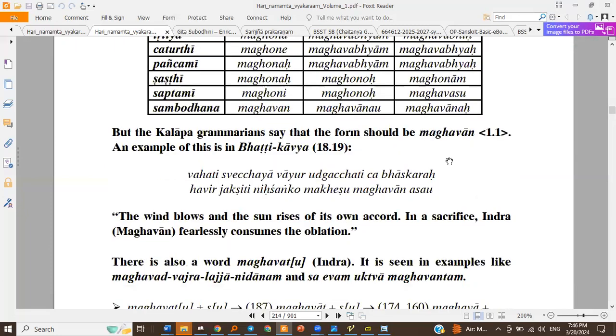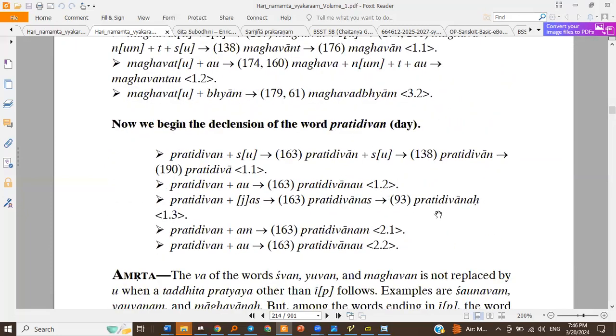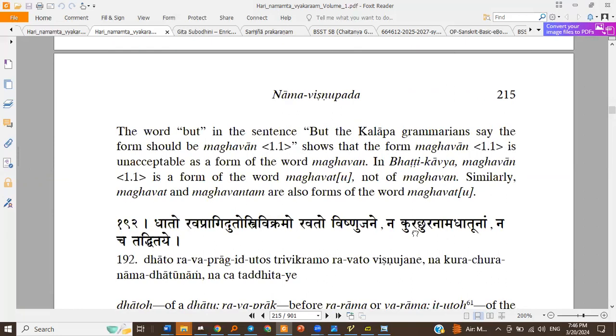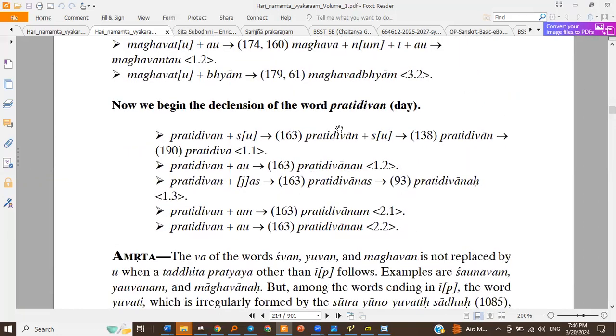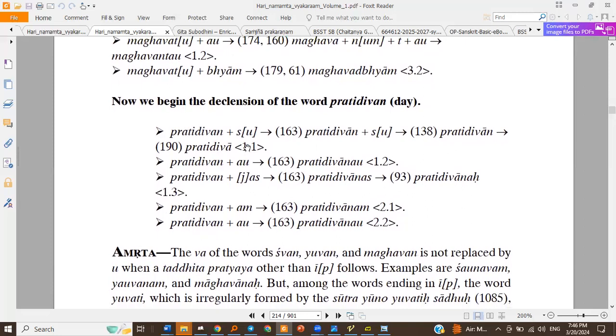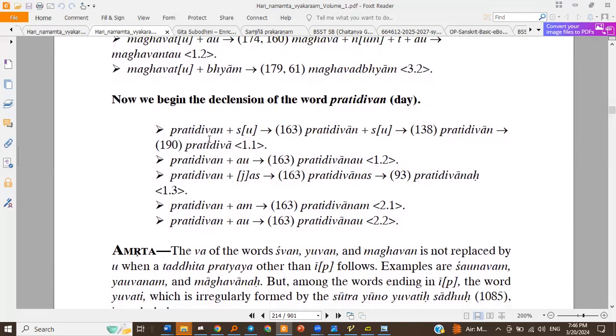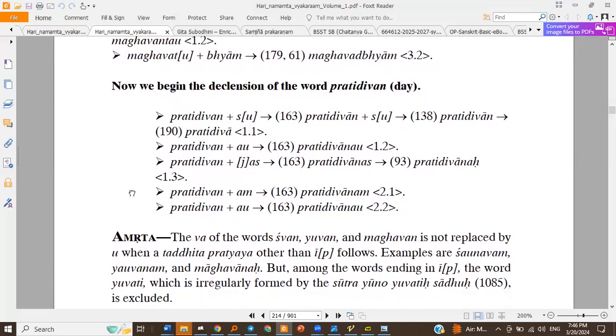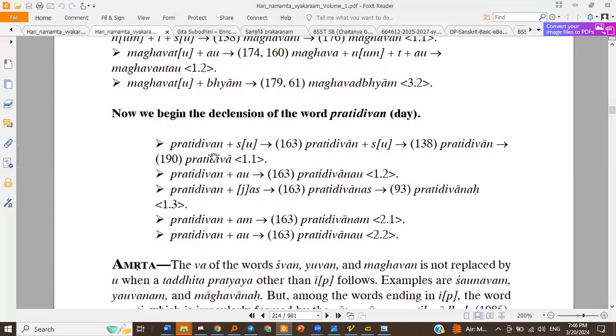Then the next is Pratidivan, which means a day. So Pratidivan Su. By Namantasena Seharo. No, before that Nanda Dhatu Varjita, it becomes Trivikrama, then Su is deleted, and then Naram is deleted, so we get Pratidiva. So Pratidivanu, Divanah, Divanam, Divanu.